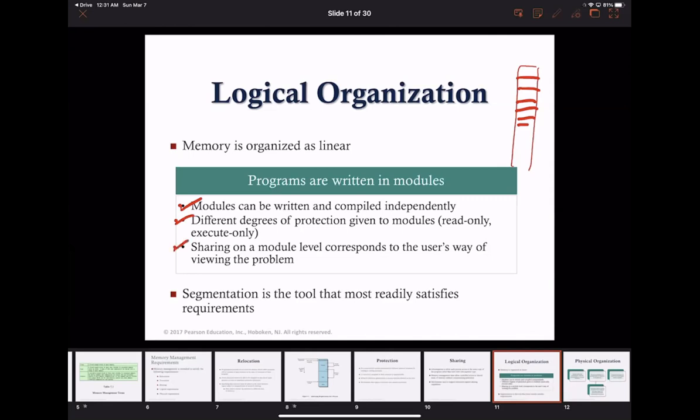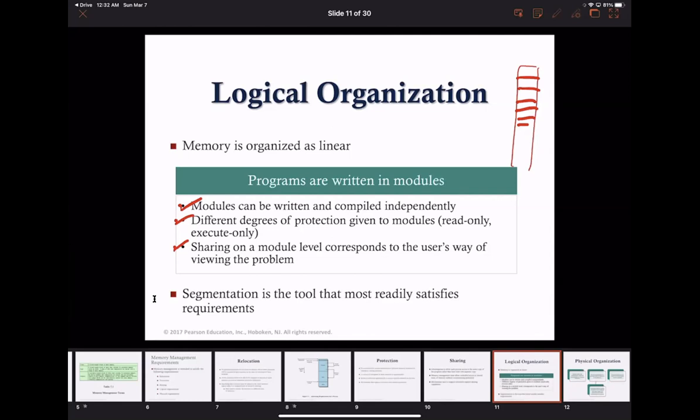It is also possible to introduce mechanisms by which modules can be shared among processes. The advantage of providing sharing on a module level is that it would correspond to the user's way of viewing the problem, and hence it could make it easy for user processes to specify the sharing that is desired. As a matter of fact, the tool that most readily satisfies these requirements for logical organization is segmentation, which is one of the main memory management techniques that will be explored later.